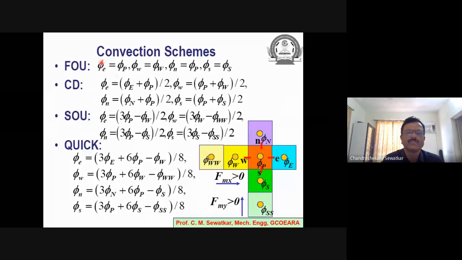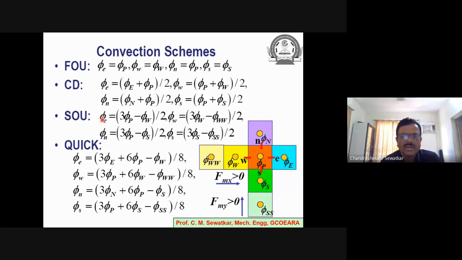For example, for the FOU convection scheme, my phi e will be phi P, phi w will be phi W, phi n will be phi P, and phi small s will be phi S. That's written here. For the central difference convection scheme, phi e will be phi P plus phi E divided by 2, phi w will be phi W plus phi P divided by 2, phi n will be phi N plus phi P divided by 2, and phi s will be phi P plus phi S divided by 2. These expressions are written here.